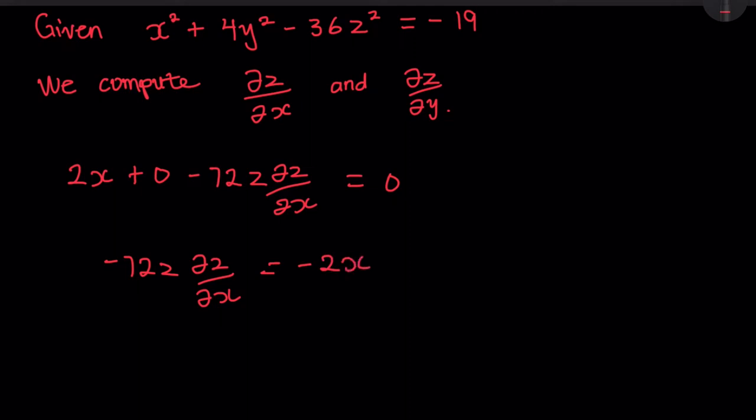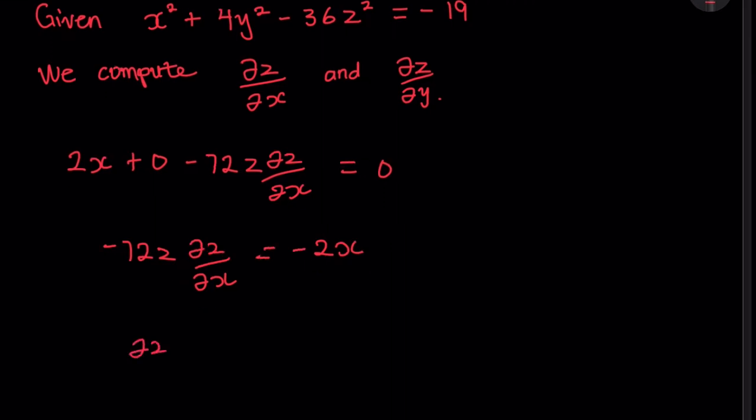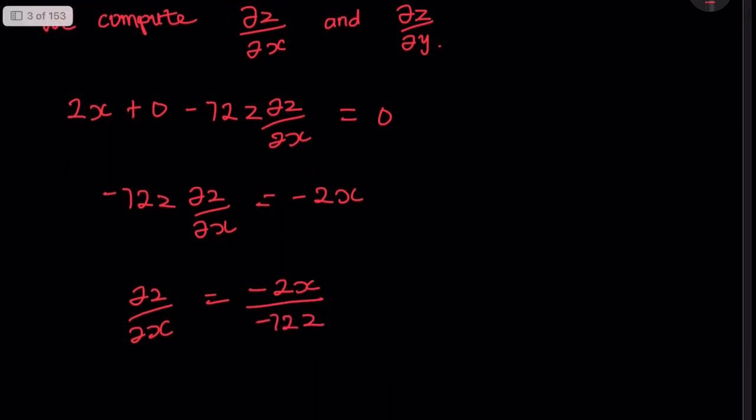Now dividing through by the coefficient of del z del x, we are going to have del z del x is equal to minus 2x on minus 72z, which is giving us x on 36z. Thus del z del x is x on 36z.